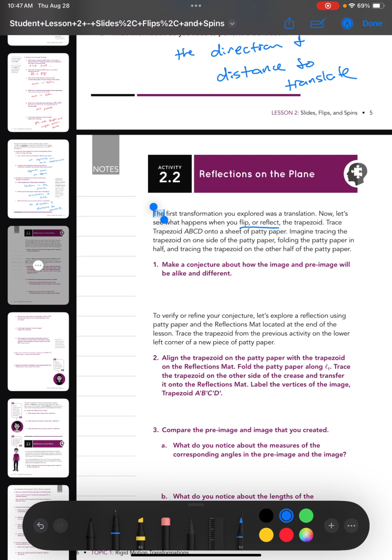So for instance, if here was my original, if I folded it, I might get something that looks about like that. So when you're looking at what you traced, that should be about what we're looking at. So making conjecture about how the image and pre-image will be alike. Again, varying answers here. One thing key is we're not changing size or shape still. So there's still equal side lengths, equal angles.